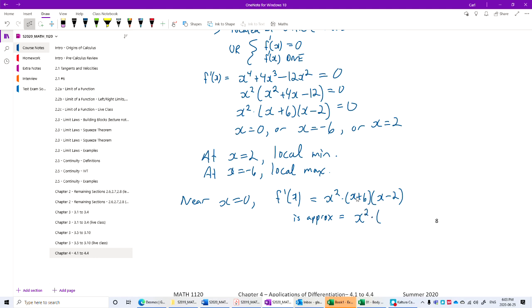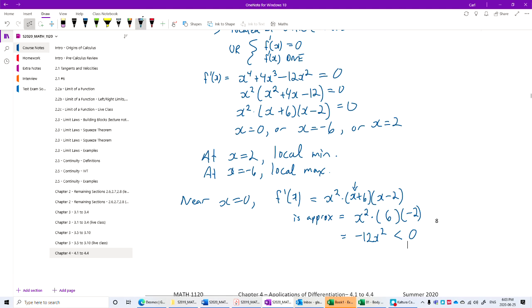But these other two, if x is very close to 0, then this will be close to 6, because the x won't make much difference. And this second factor will be close to minus 2. So that would be approximately the same as negative 12x squared. In other words, which is less than 0. So the function is decreasing near 0. It's strictly decreasing.